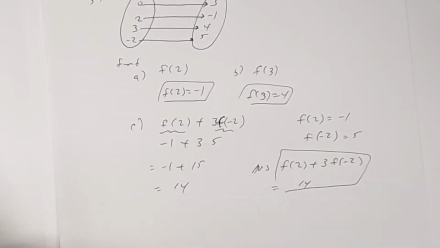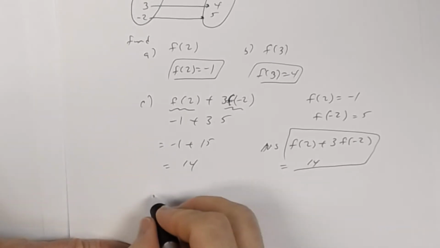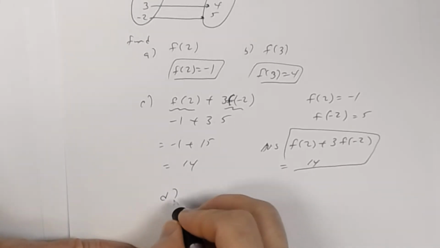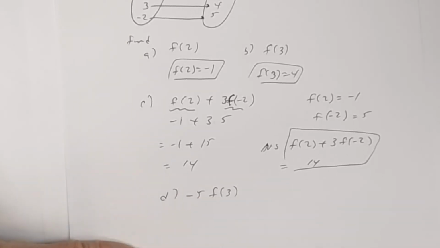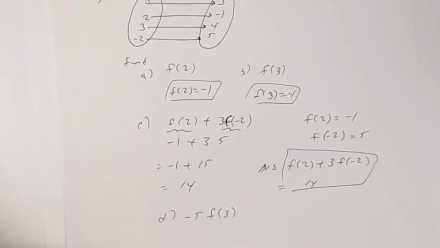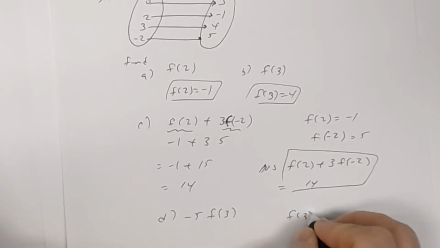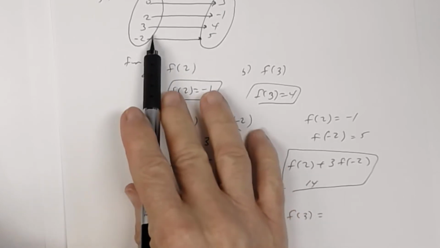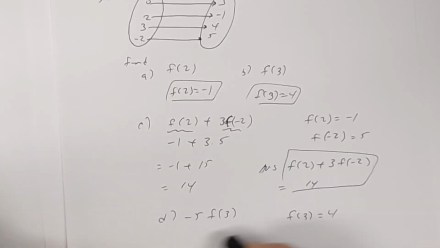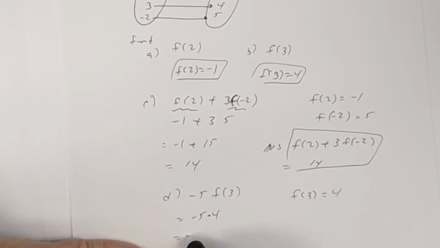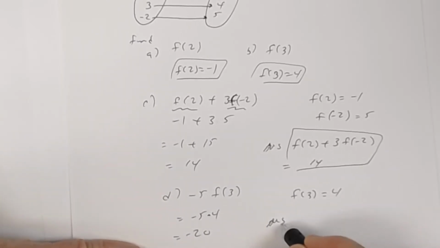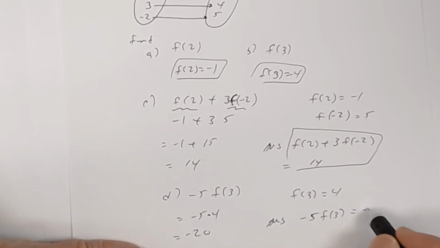All right. And then let's do D. That's C, so let's do D. So D, let's suppose we had negative 5 times f of 3. So remember, we have to think about what f of 3 means. f of 3 means what's the y value when x is 3? So when x is 3, my y value is 4. So it becomes negative 5 times 4, which is negative 20. So your answer: negative 5 times f of 3 is equal to negative 20.